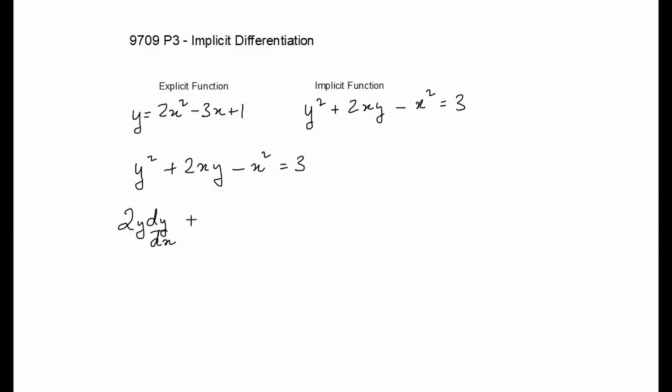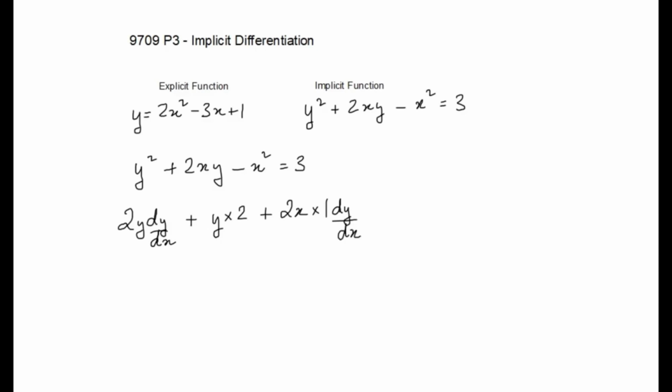Plus, now the second term is a product of 2x and y. So we apply the product rule here. The product rule says v u dash plus u v dash. So v is the second term, that's y, and the differential of the first term, that is 2, plus u, which is 2x, and the differential of the second term. The second term is y, and its differential is 1. But because 1 is the differential of a y term, we also multiply by dy by dx.